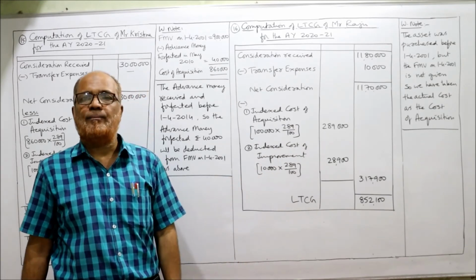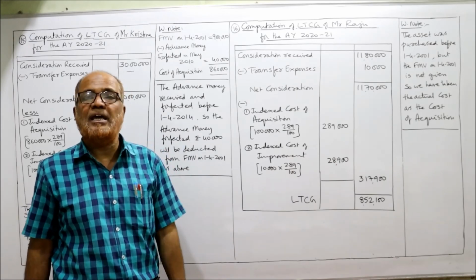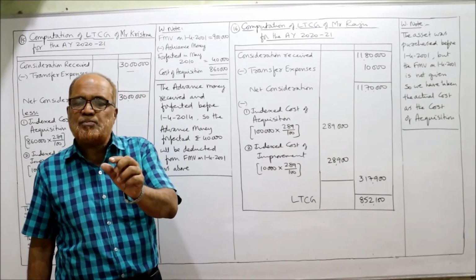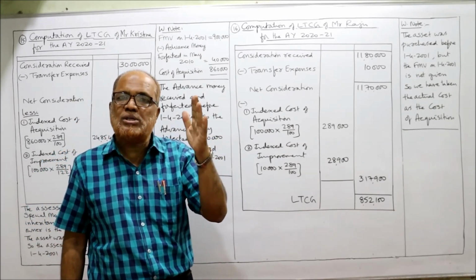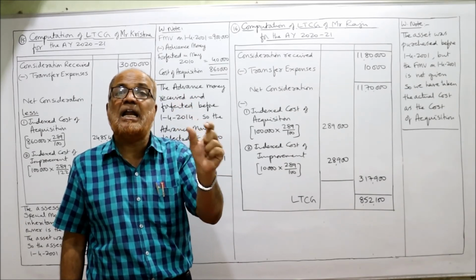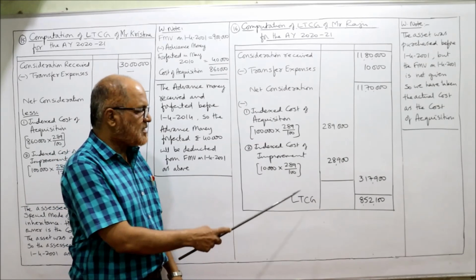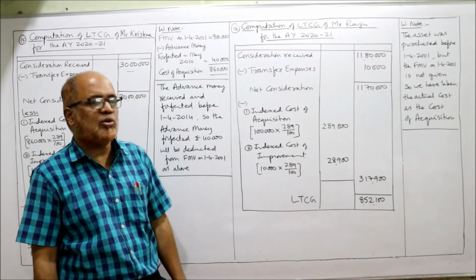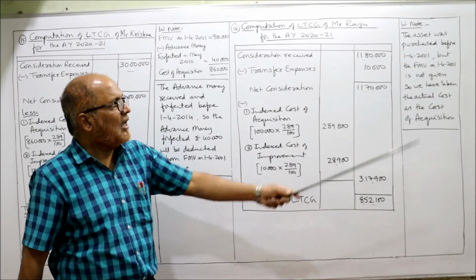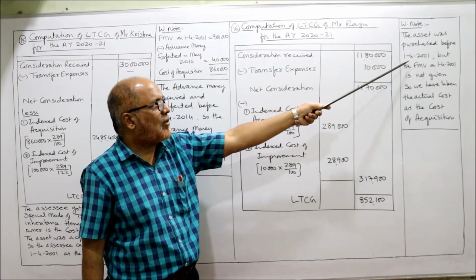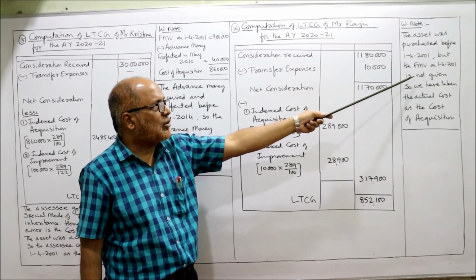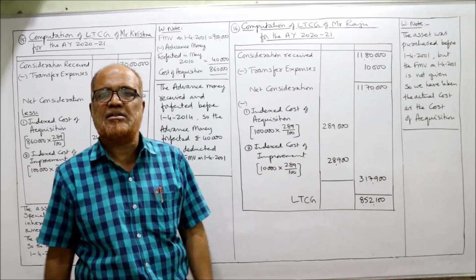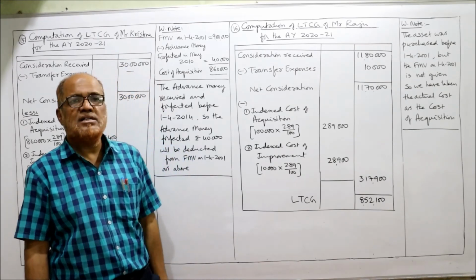Indexed cost of improvement. He added another room by incurring 10,000 rupees. So 10,000 into 289 by 100. If an asset is purchased before 1/4/2001, the index number will be taken as 100. Year of purchase index number is 100. 28,900. So ultimately long-term capital gain is 8,52,100. In working note you can write the asset was purchased before 1/4/2001, but the FMV on 1/4/2001 is not given, so we have taken the actual cost as the cost of acquisition. That's it. So this is the end of problem number 16.